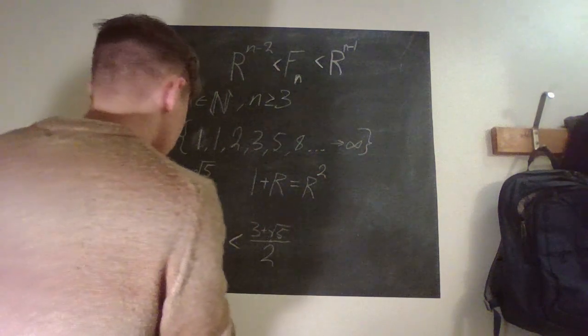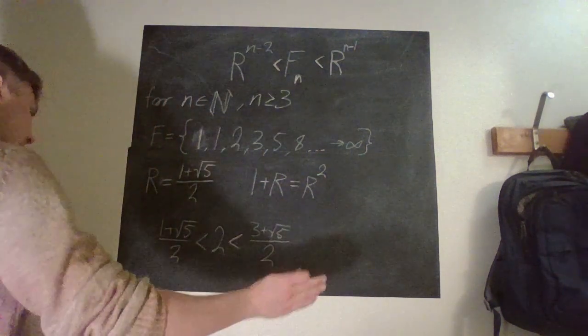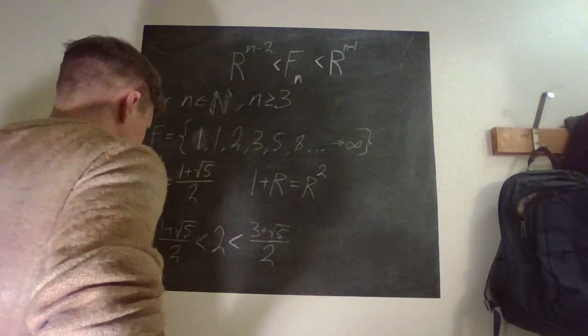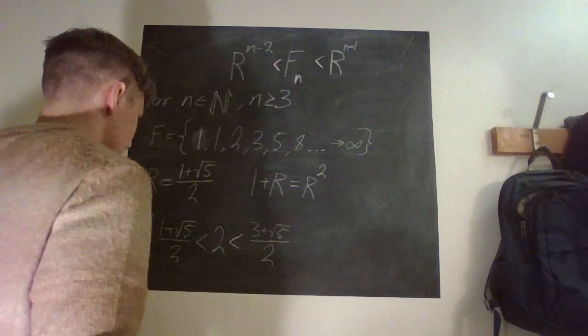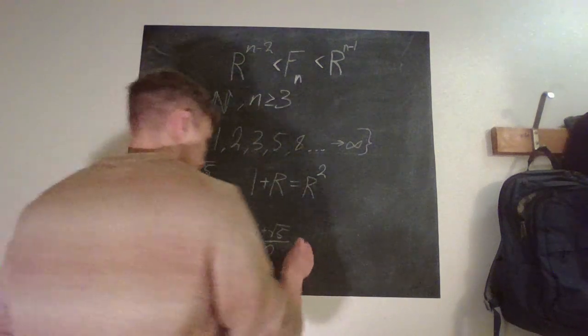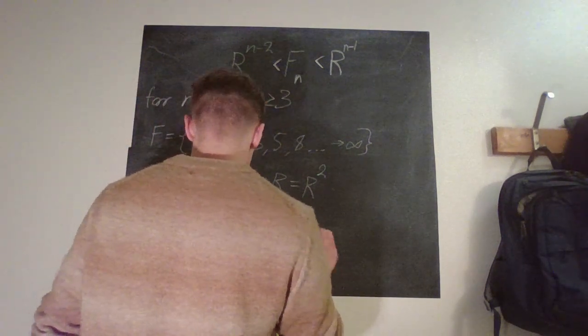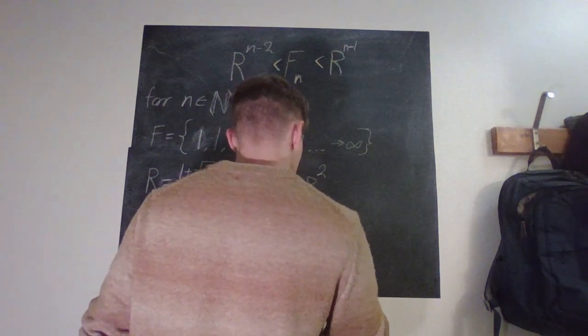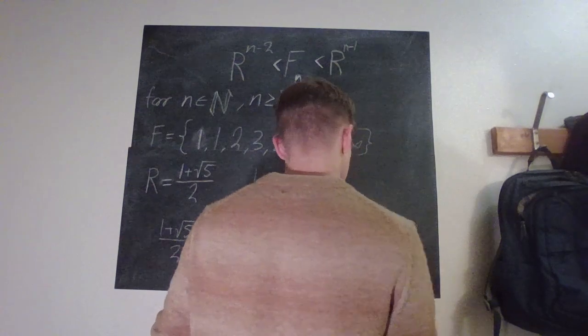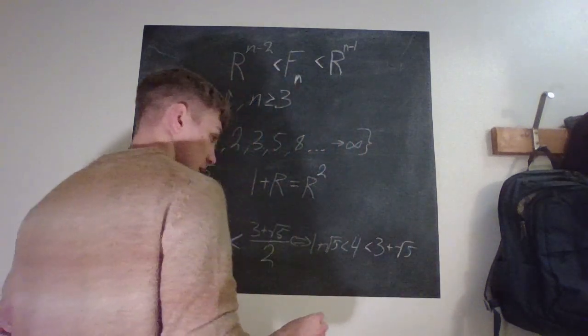And to prove this, we can just multiply by 2 everywhere, and then subtract some things. Okay, so we'll have that 1 plus the square root of 5 is less than 4, which is less than 3 plus the square root of 5. And what can we do here?